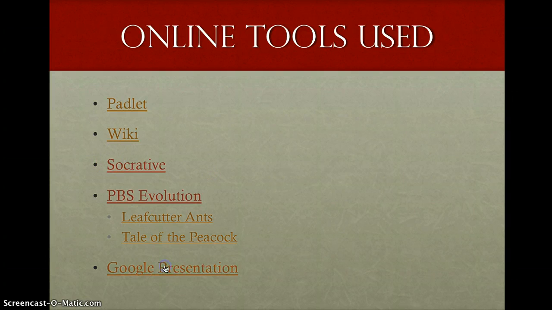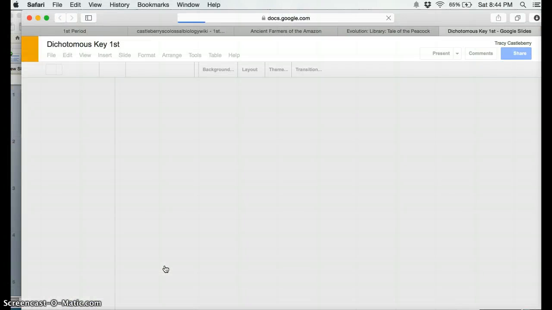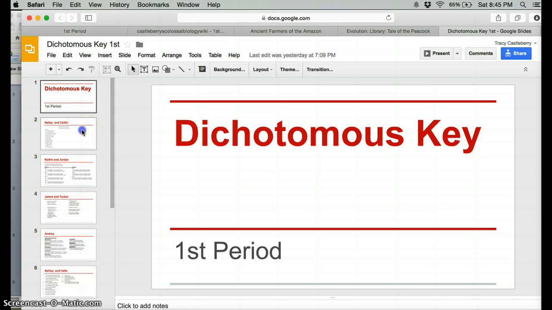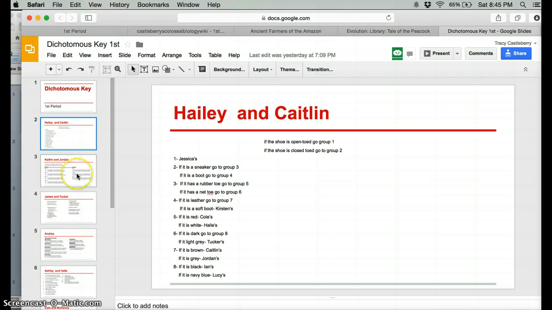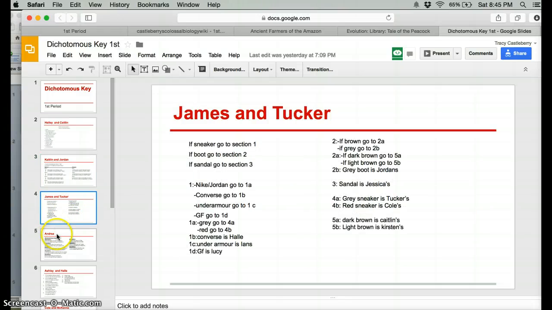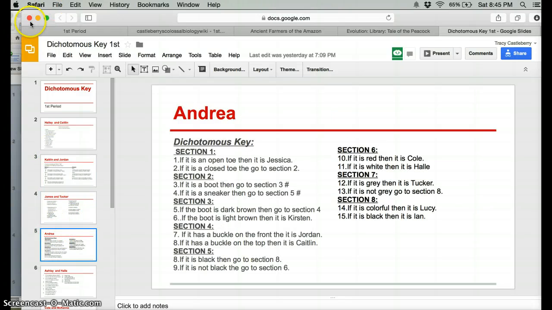And then they had to build a Google presentation. And this is the Google presentation where they had to classify. And for this, they chose the characteristic to classify the organisms in the class, which were the students. They used their shoes, which really worked out well.